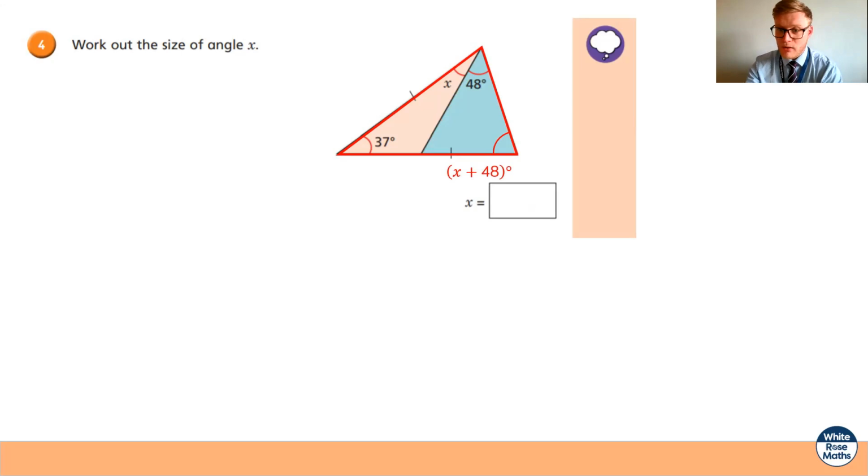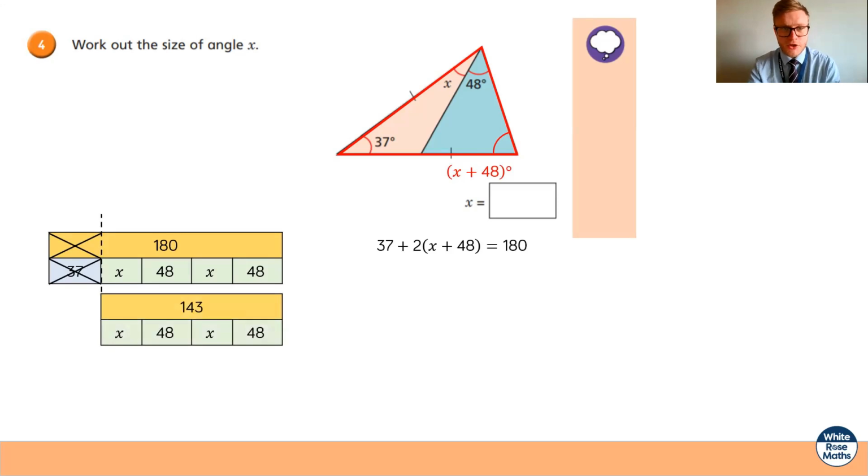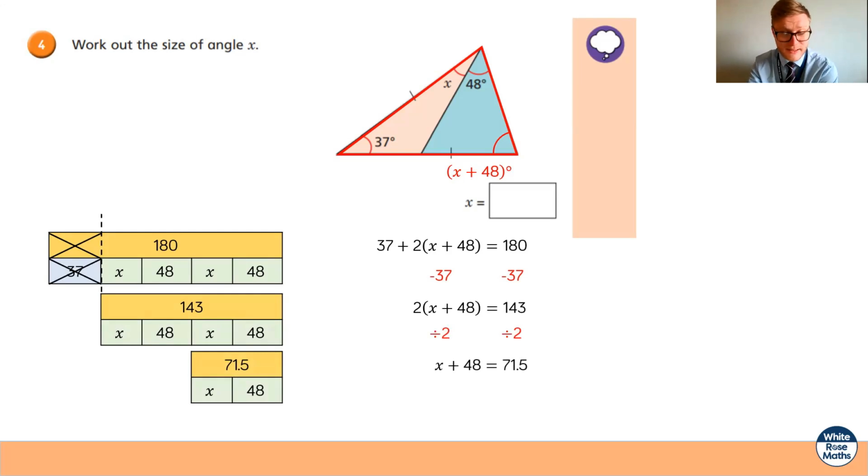We can then use a bar model to represent the relationships of the angles within the isosceles triangle. You may also want to show the abstract representation alongside this. To reduce the cognitive overload here for students, you may want to encourage them to use their calculators when solving a problem like this. So we will subtract 37 from both sides to show that 2 lots of x plus 48 is equal to 143. We can divide into 2 equal parts to show that x plus 48 is equal to 71.5, and therefore determine that x must be 23.5 degrees.